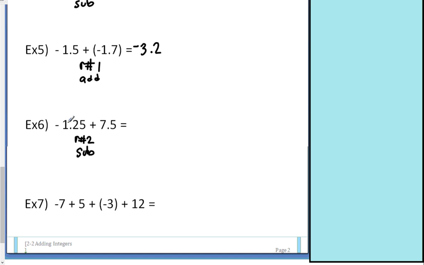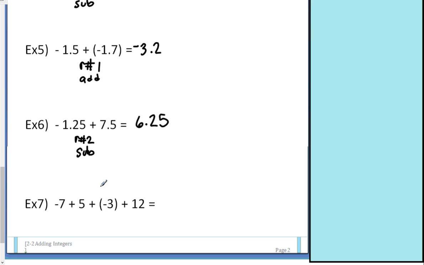Subtract them. 7.5 minus 1.25. Think money. $7.50 minus $1.25 is 6.25. And then what color is the answer going to be? If I have 1 red chip and 7 yellow chips, I'm going to have leftover positive, so it's positive 6.25.